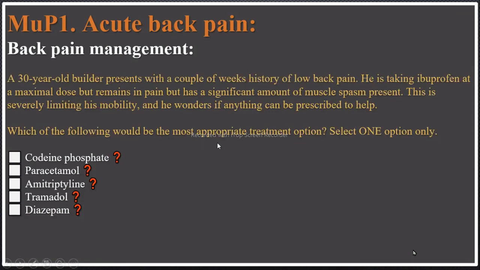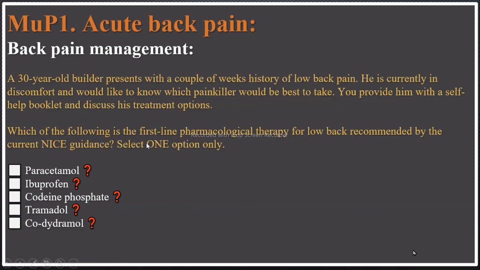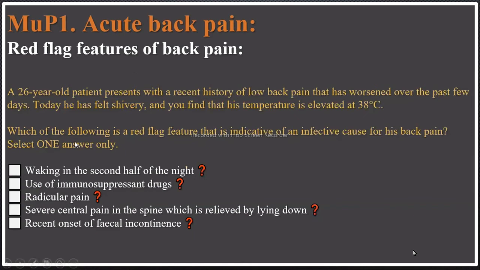Which of the following would be the most appropriate treatment? Diazepam. Okay, diazepam, because he said muscle spasm. Which of the following pharmacological options is not recommended? Paracetamol alone. Excellent. Which of the following is the first line pharmacological therapy for low back pain recommended? Ibuprofen. Excellent.